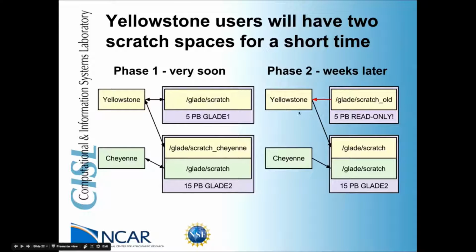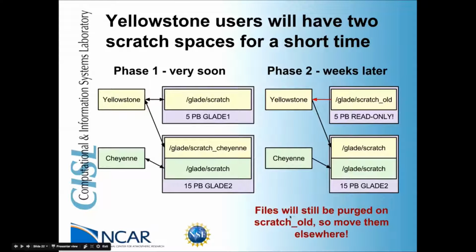And during phase 2 on Yellowstone, you'll see Scratch Old, which will be turned to read-only, so you won't be able to write more data to Scratch Old. And as a result, Scratch Old will eventually empty because of the purge, which will still be active. So after 45 days, once we set it to read-only, it should be pretty much empty. And on Cheyenne, you'll be able to see your Glade Scratch, and this, again, will be Scratch Old, and you can take care of that movement of data. So again, files will still be purged on Scratch Old, so it's a good idea to move them elsewhere.